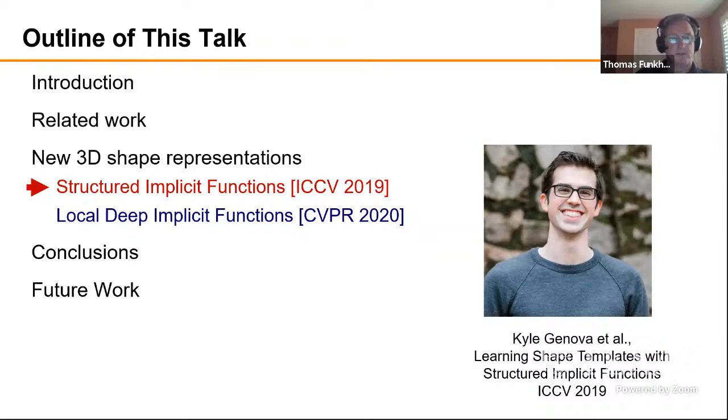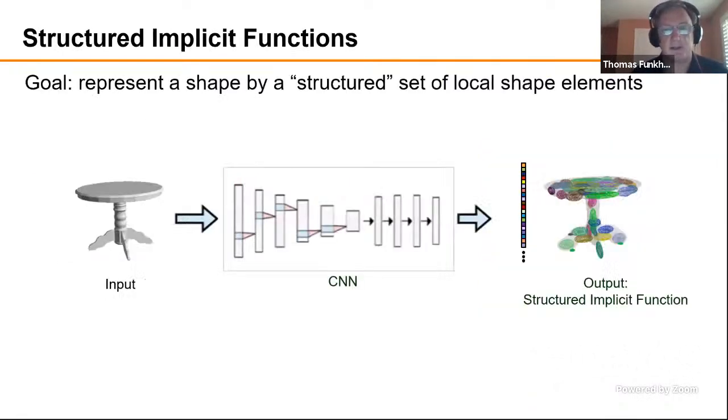Okay, so let me go and describe these two papers, again mostly focusing on the ideas behind them rather than the details.